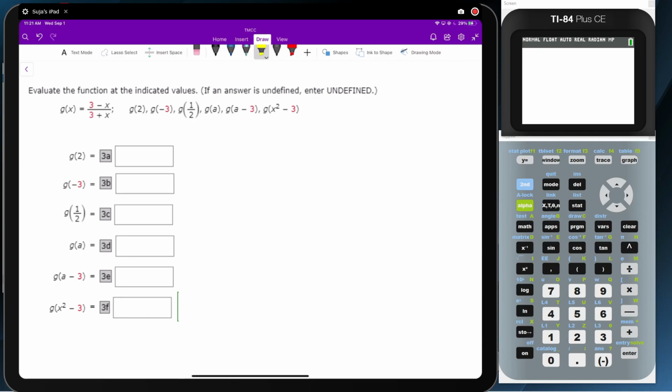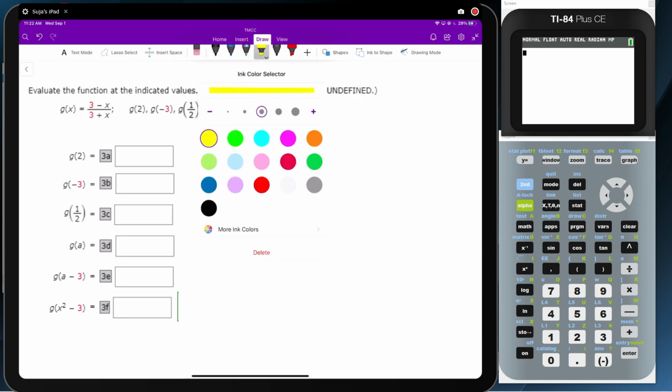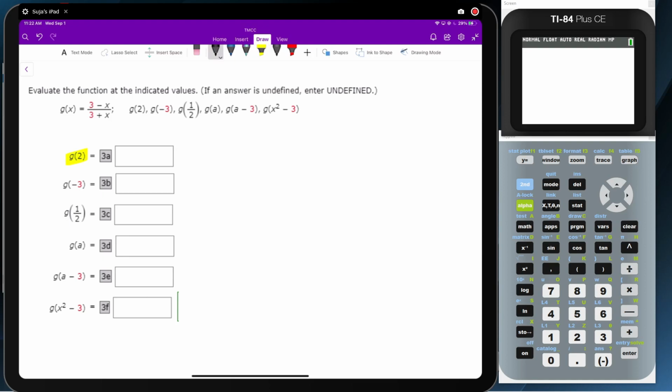The first part is pretty straightforward, and you might have seen values like this. Technically, g of 2 means it's asking what is the value of this given function when x is 2. So when I say g of x squared minus 3, it means what is the value of this function when x is x squared minus 3? What is the value of this function when x is a minus 3, and so on. Okay, so first I need to find what g of 2 is.